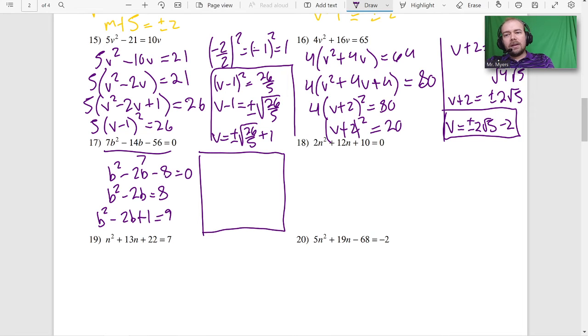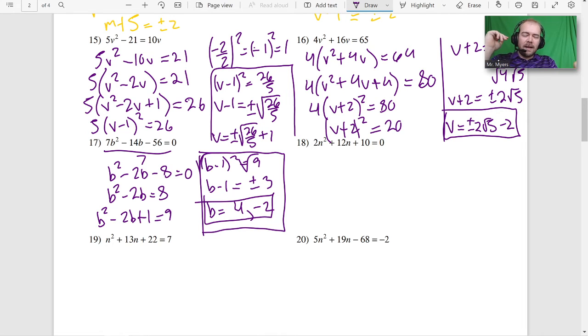Make a little box here to do the rest of number 17. So then b minus 1 squared equals 9. Square root. b minus 1 equals the square root of 9, which is 3. Remember, it's always plus or minus. And then we add 1 to both sides. So 3 plus 1 is 4. Negative 3 plus 1 is negative 2. There we go. Box inside of a box.